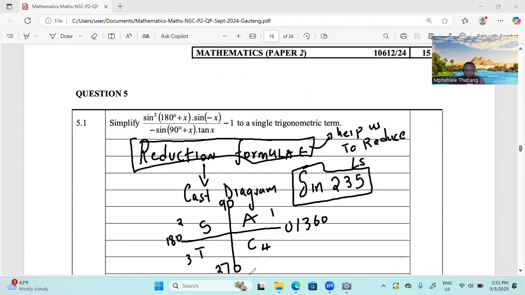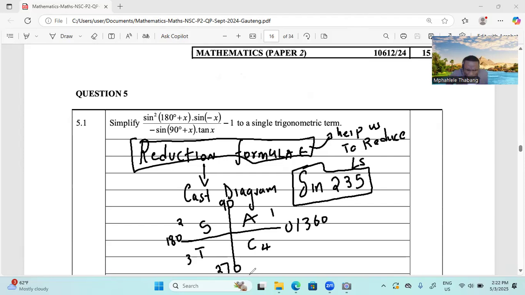You see that in the first quadrant there is A, which simply means all trigonometric ratios in the first quadrant are positive. Then the second quadrant, which is between 90 and 180 degrees, is where the trig ratio sine is positive. In the third quadrant, between 180 and 270, the trig ratio tan is positive. And in the fourth quadrant, between 270 and 360, the trig ratio cos is positive.